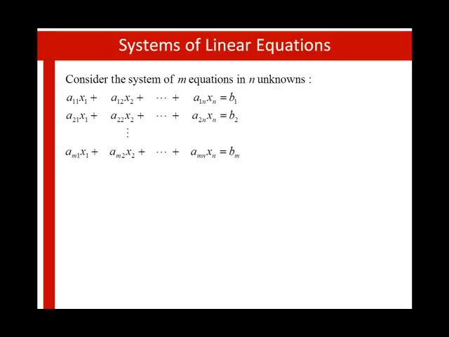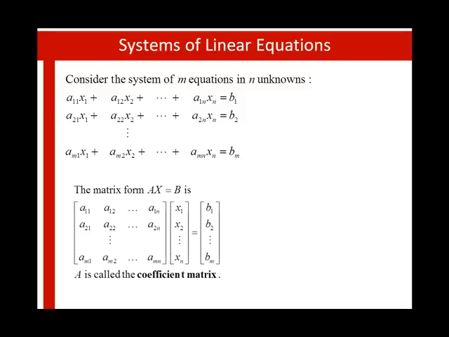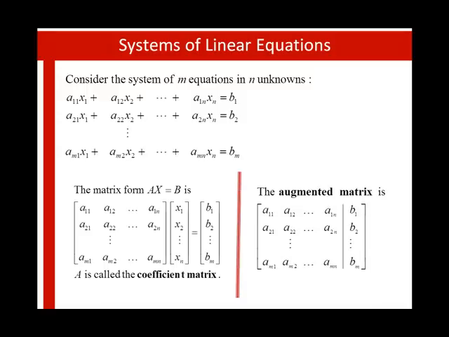This system can be written in matrix form, as can be seen. The matrix form is AX equal to B, where A is made up of the coefficients of the variables a11, a12, a1n, etc. And X is the column vector that represents the variables x1 to xn. And B is a column vector that represents the components, the right-hand side of the equations. This system can be written in augmented matrix as seen on the right. The way we write an augmented matrix is we have on the left side the coefficient elements, separated by a vertical line, and on the right-hand side we have the components.